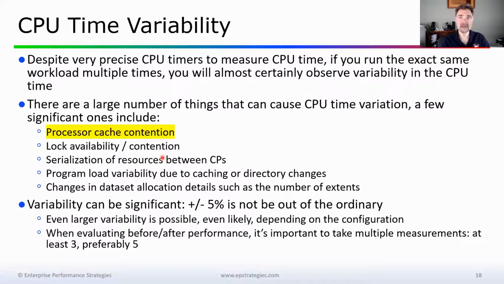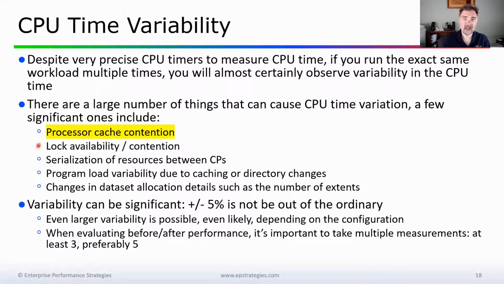Now, despite these very precise CPU timers, if you run the same workload multiple times, you almost certainly will observe variability in the CPU time. And there's a large number of things that can cause a CPU time variation. Today, probably the most significant one is processor cache contention, because CPU performance is very dependent upon your L1 and L2 caches, also the L3 and L4 caches, and how efficient the particular piece of work is in terms of finding its data in those caches depends in part on what else is running on the system and also putting data in those caches, right?